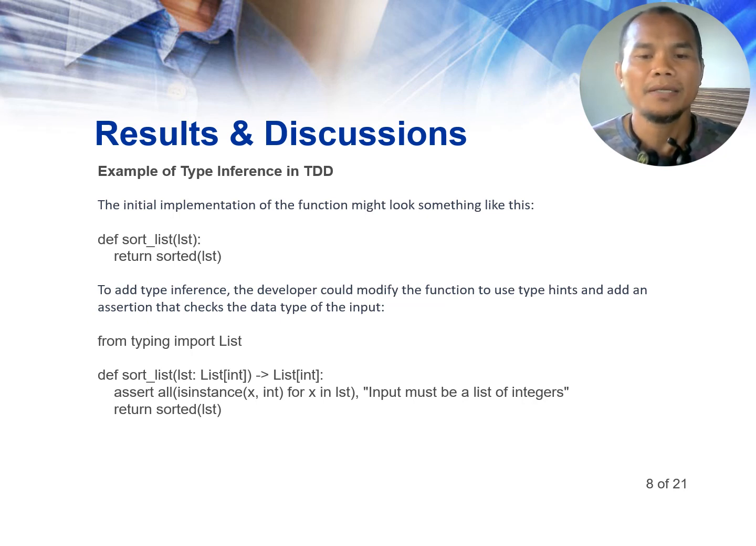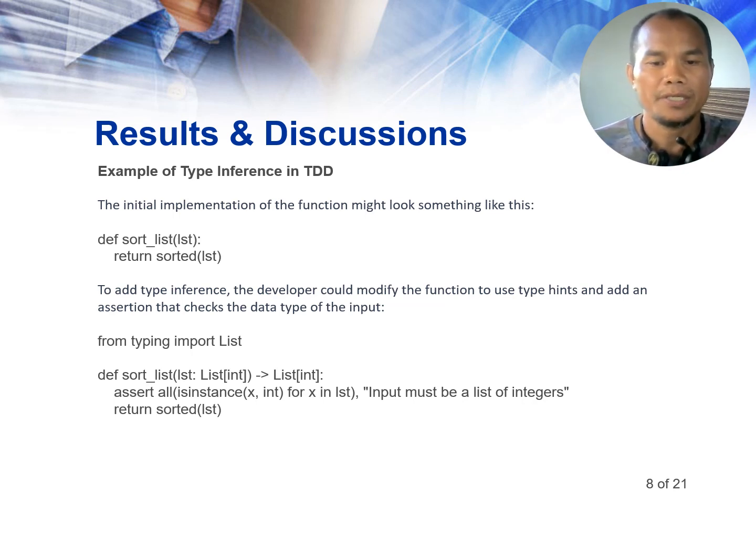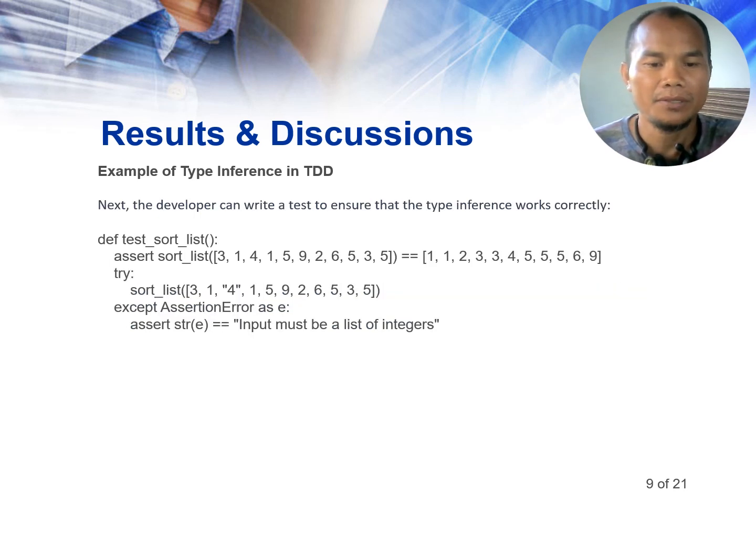So here's the code. With this modification, the function will raise an assertion error if the input to the function is not a list of integers. Next, the developer can write a test to ensure that the type inference works correctly. So this one.